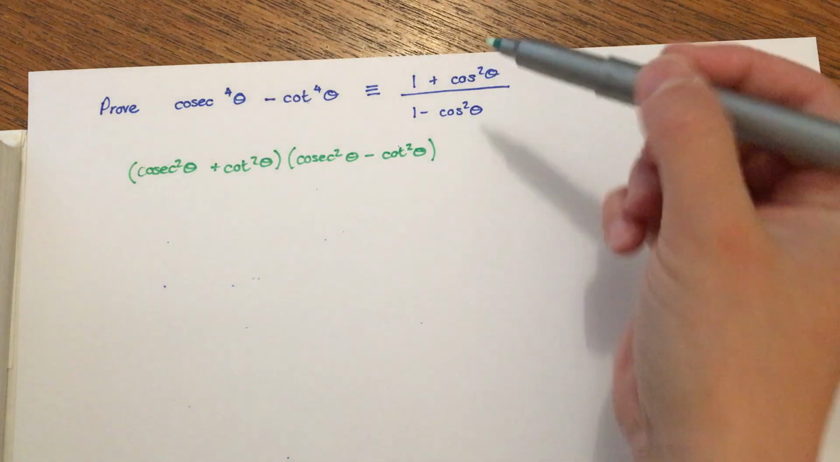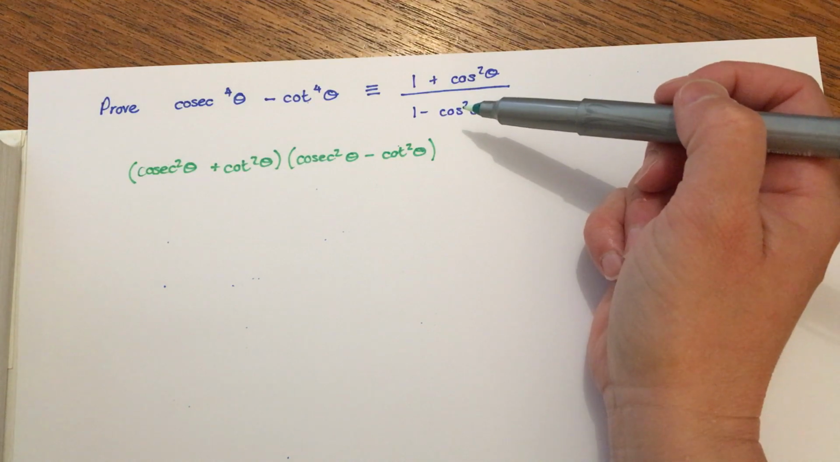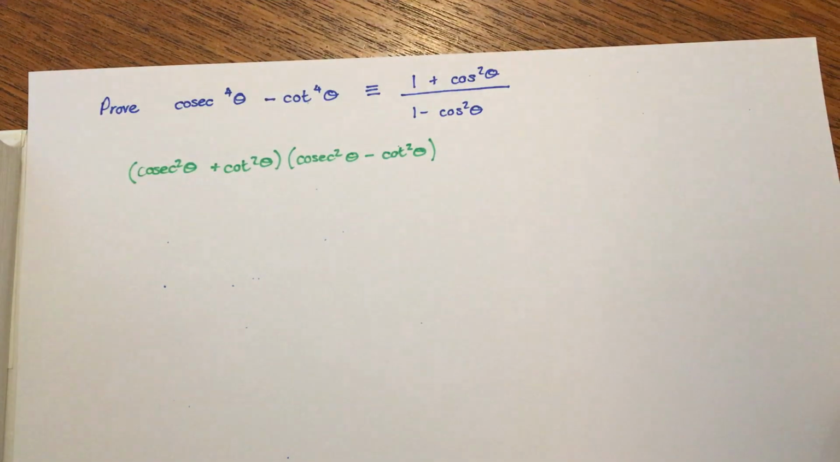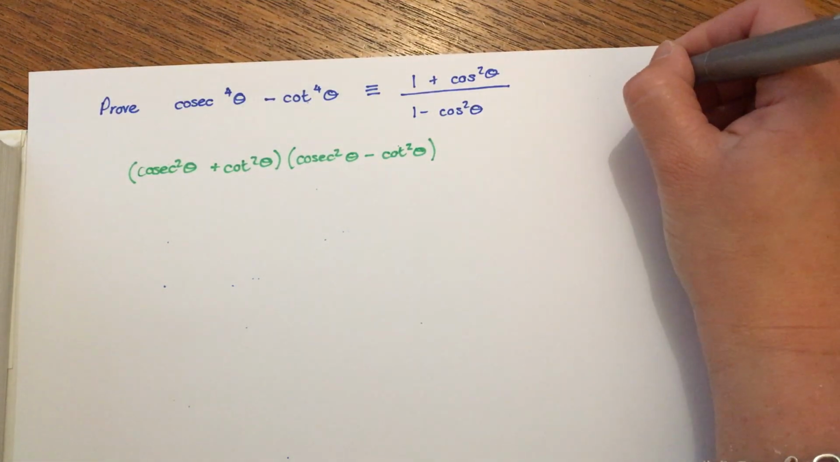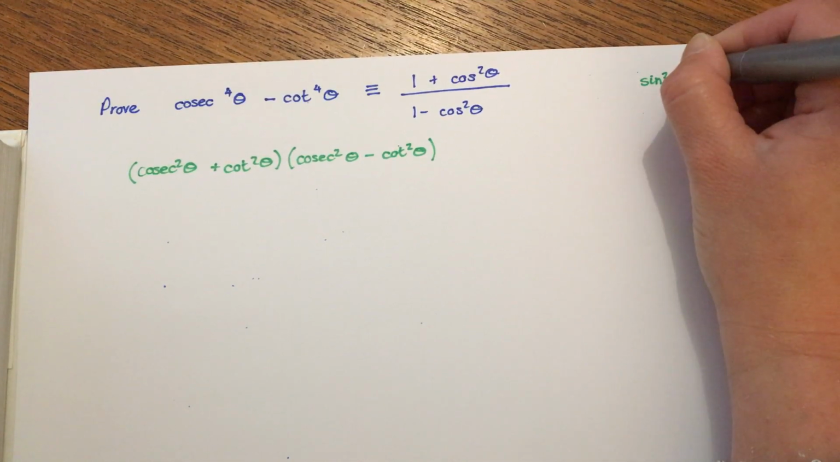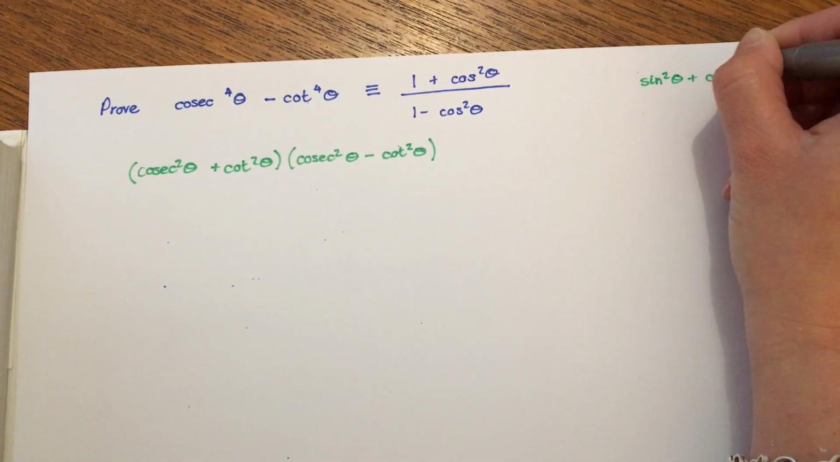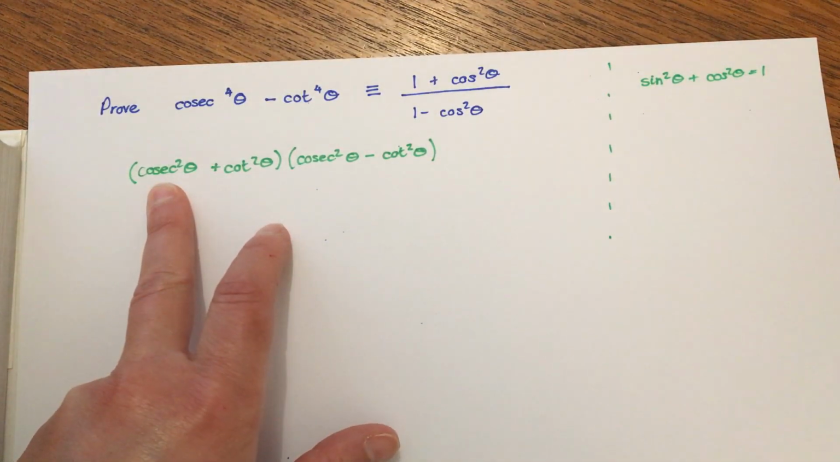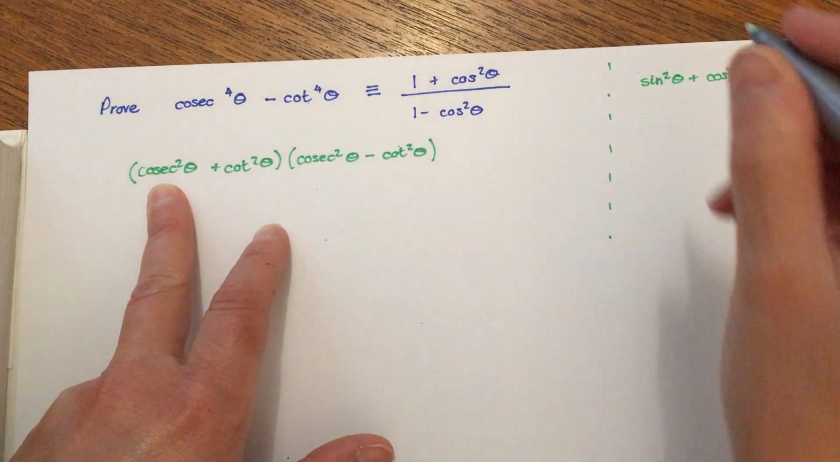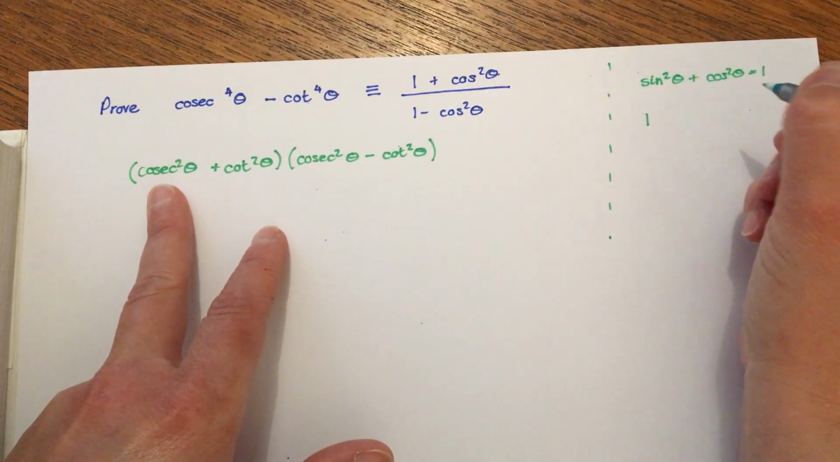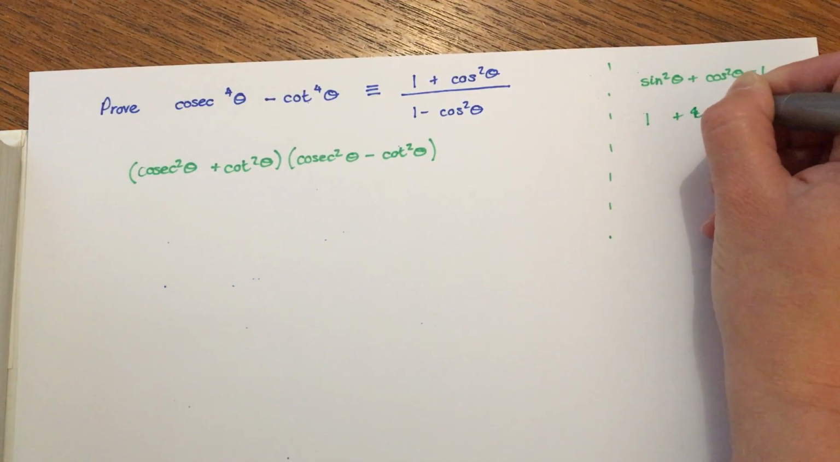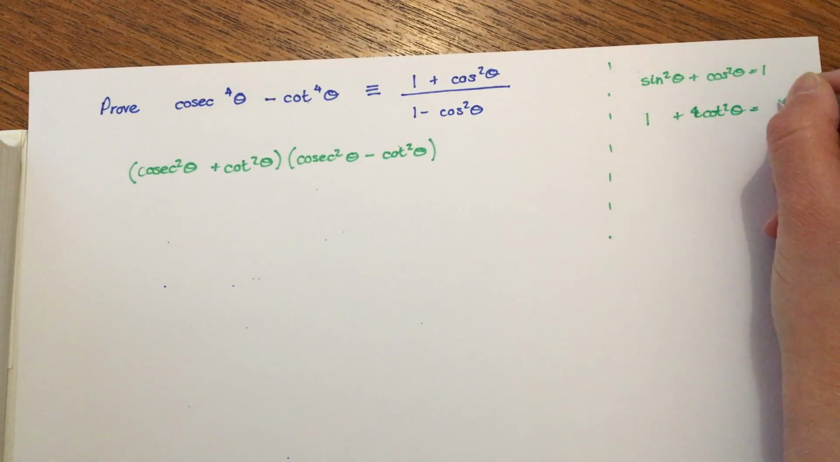I'd probably also have a look at this. My instinct would be to get rid of these cots here if I can. And to do that, I would be remembering that sine squared plus cos squared is 1. I've got cosecs here, so I'm going to divide by sine squared. If I divide that by sine squared, I get 1. If I divide that by sine squared, I get cot squared. And 1 divided by sine squared is cosec squared.